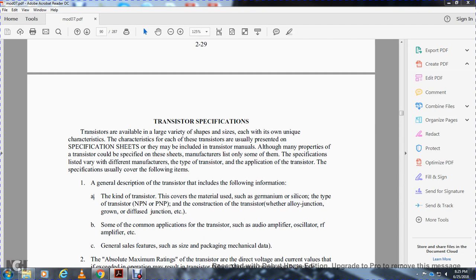The general description of the transistor includes the following information: the kind of transistor, which covers the material, either germanium, zirconium, or silicon; the type of the transistor, negative-positive-negative; the construction of the transistor, whether alloy or junction, grown or diffused junction, etc.; some of the common applications for the transistor, such as audio amplifier, oscillator, radio frequency amplifier, etc.; and general features, such as the size of the package and mechanical data.